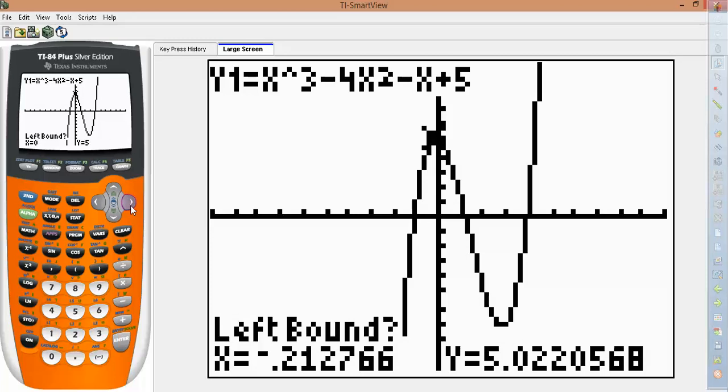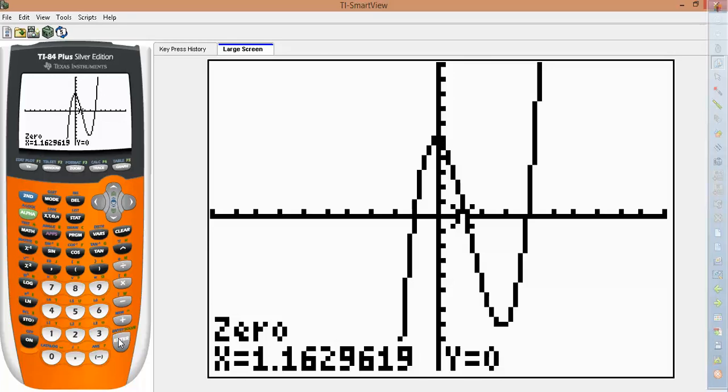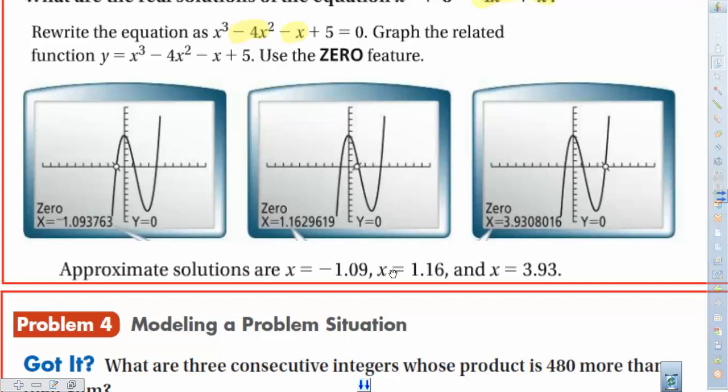Left bound, enter, right bound, enter, enter. There's your other one. Repeat the process again for the next one. So when we go back to our note sheet, take a look at that. That's all they're really doing there.